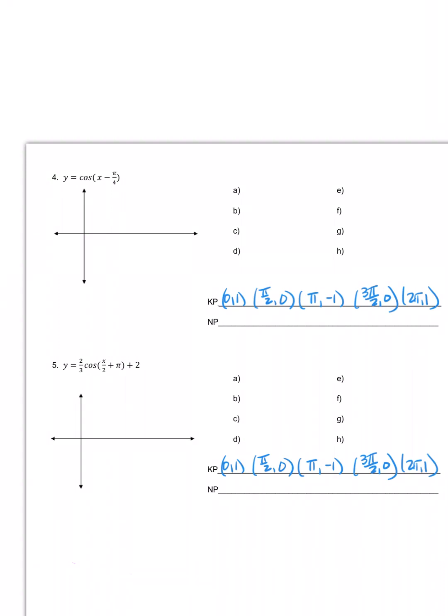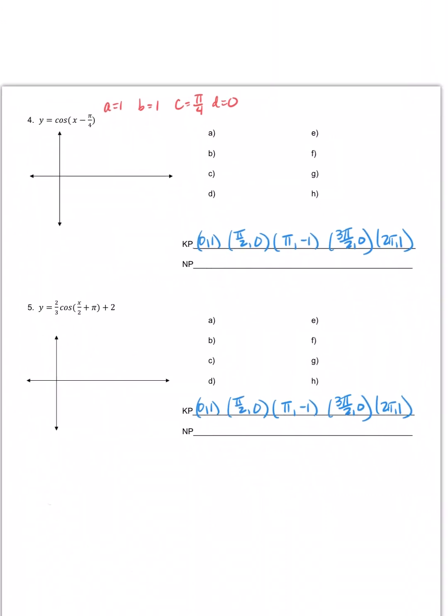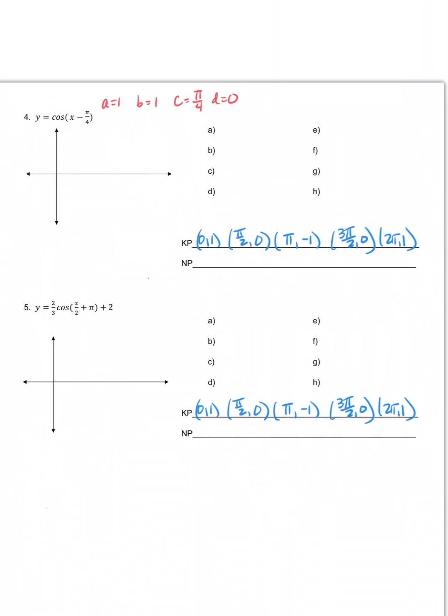All right, let's look at this. So A is 1, B is 1, yay. C, remember to change our sign for C, so it's a positive pi over 4. D is 0. So all I really have to do here is add pi over 4 to each of my x values. That's what it's going to translate to. Don't let it get to you just because it's a fraction, but we can do this.